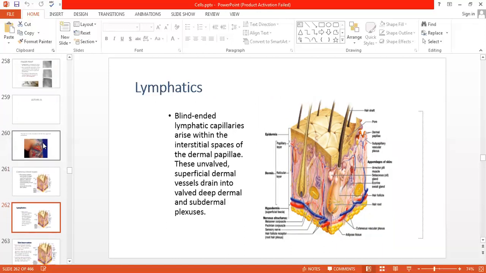Lymphatic system is also there. Blind-ended lymphatic capillaries arise within the interstitial space of the dermal papillae. These unwalled superficial dermal vessels drain into the valved deep dermal and subdermal plexus.